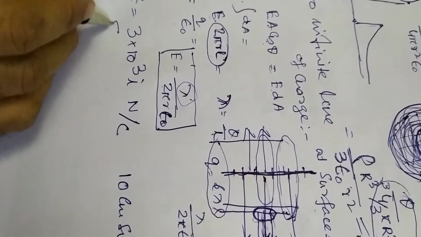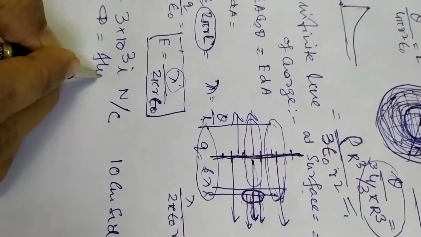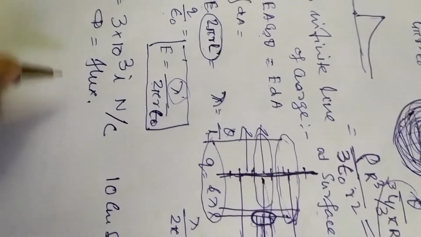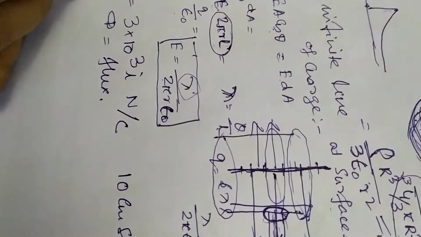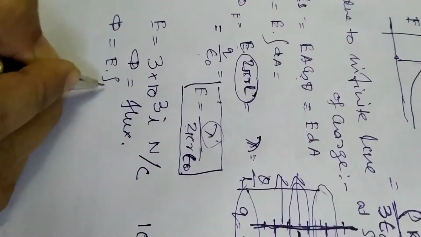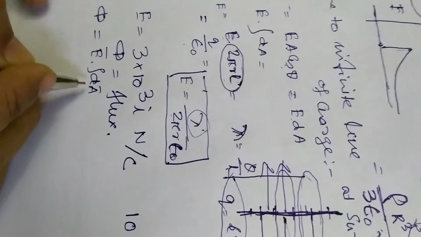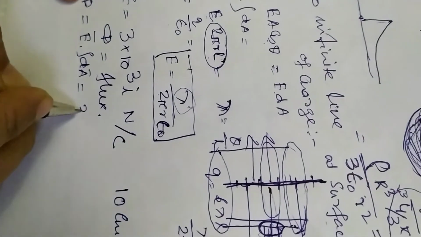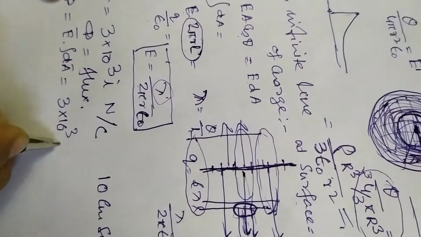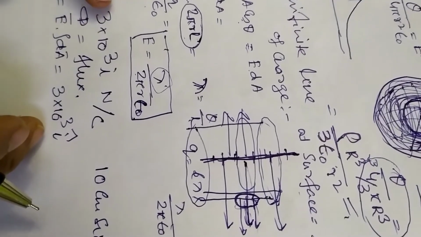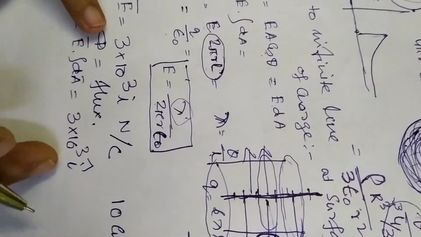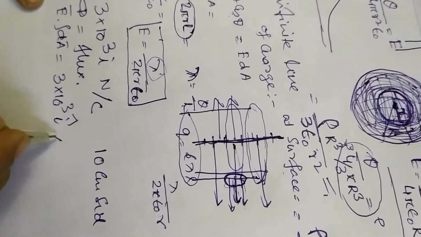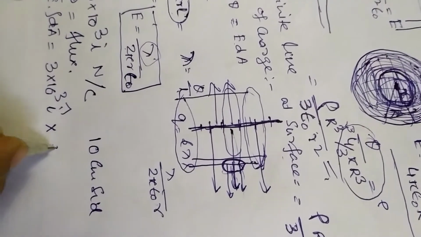So what will we have to find out? We'll have to find out the flux. In order to find the flux, we should use Gauss's theorem. So we'll be writing phi equal to E dot integral of ds, correct? dA or ds for area, whatever you can write. We'll be putting back the value of E, that is 3 into 10 to the power 3 into i. This i is the unit vector. This electric field is a vector. So we are writing it in the form of a numerical value and a unit vector, and here we are multiplying with the area vector ds.